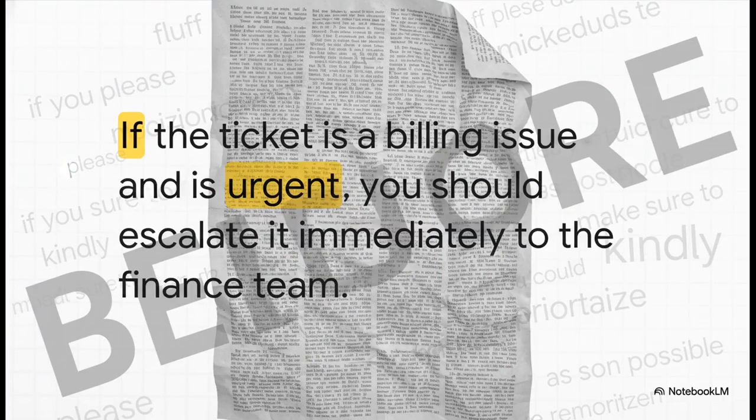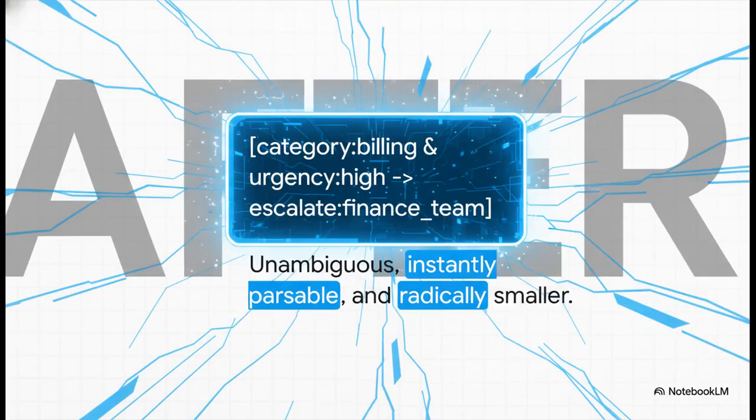All right, so here's the before. This is a totally typical instruction for a customer support agent, right? It says something like, if the ticket is a billing issue and is marked as urgent, you should escalate it immediately to the finance team. Makes perfect sense to you and me. But for an LLM, it is just loaded with useless tokens and, as we talked about, a ton of potential ambiguity.